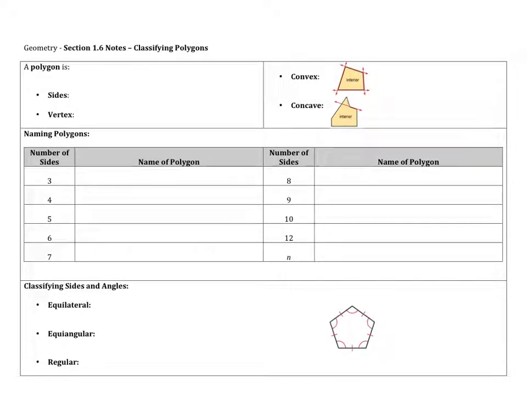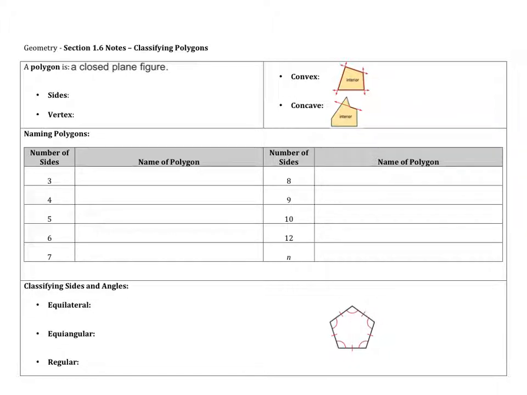Section 1.6, classifying polygons. Let's start by defining what a polygon is. A polygon is a closed plane figure. What it means by a plane figure is that it lies on a flat two-dimensional surface. What it means by closed is that there's nothing left open. So something looking like this would not be a polygon. Something like that would be a polygon.